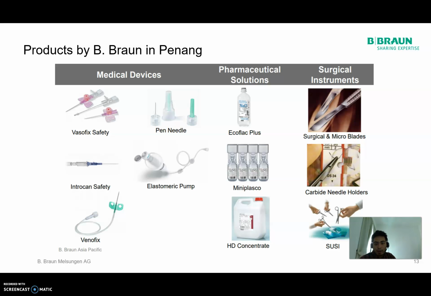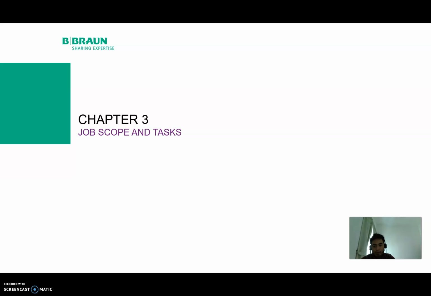The products by B. Braun in Penang are for medical devices, pharma, and surgical instruments. In medical devices, we have Vasofix Safety, Introcan Safety, Elastomeric pump, and Venofix. For pharma, EcoFlac Plus, Mini-Plasco, and HD Concentrate. For surgical instruments, surgical microblade, carbide needle holder, and others. Chapter 3, job scope and task.